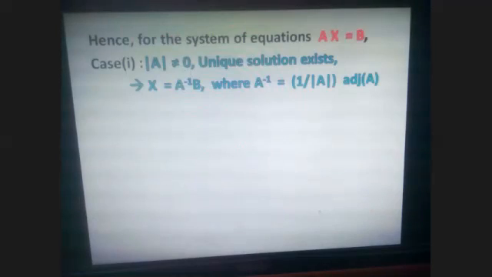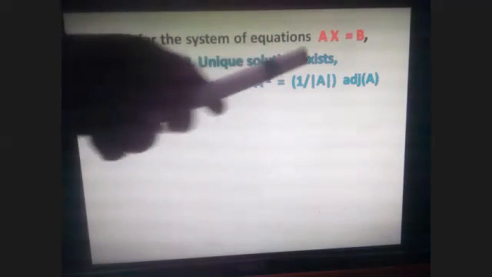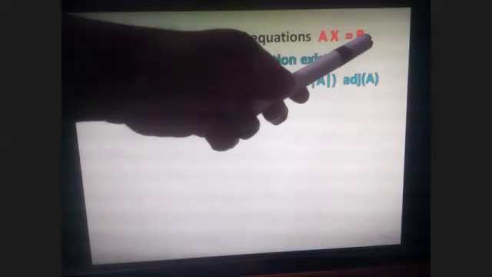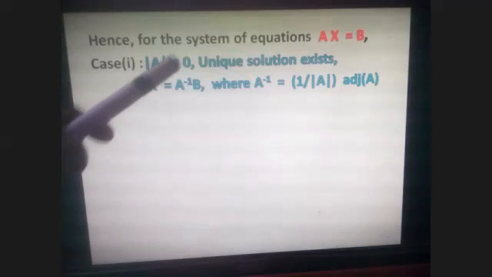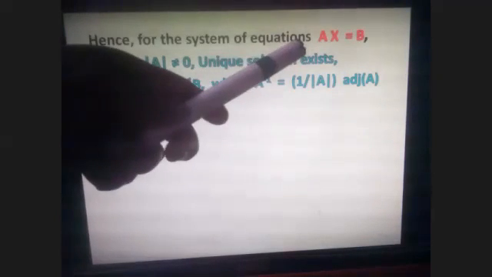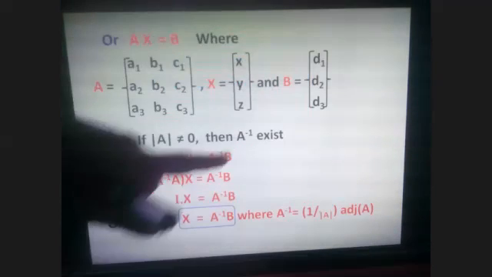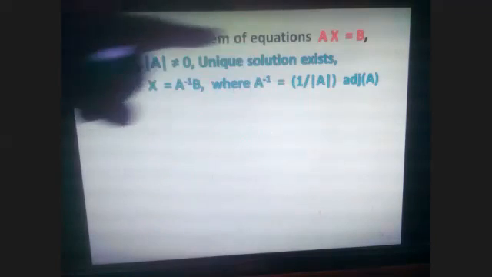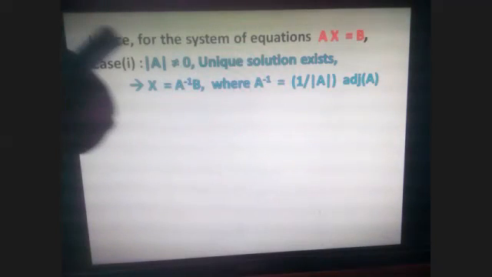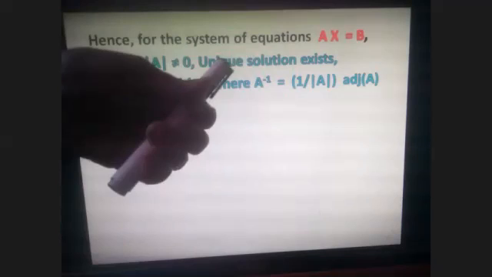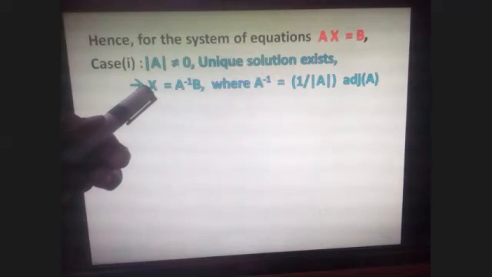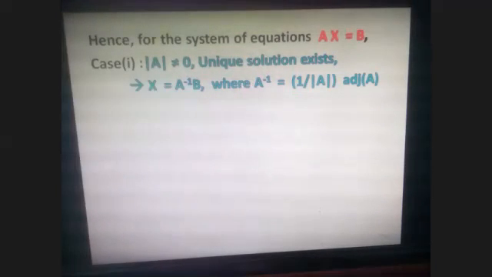Hence we conclude, for the system of equations AX equal to B, if determinant A is non-zero, the unique solution exists, because we have seen X equal to A inverse B. So if determinant A is non-zero, we have a unique solution, and what is that solution? X equal to A inverse B, where A inverse is 1 by determinant A into adjoint of A.